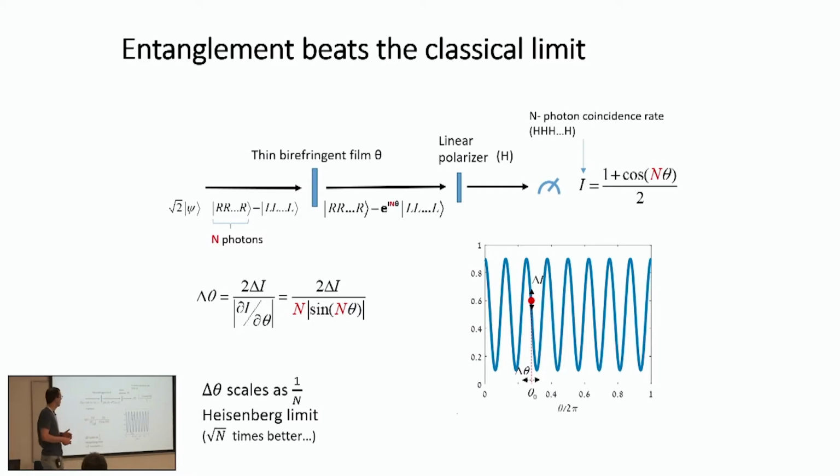Okay, so we want to demonstrate exactly this. We want to generate the state, transmit it through a film, vary theta from 0 to 1, and observe those oscillations.